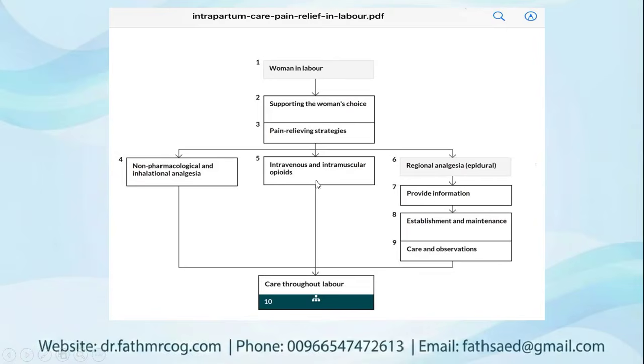And after that, we have intravenous and intramuscular opioids. Some patients will tell you, doctor, yes, I want an injection, I do not want an epidural, or my experience in the previous delivery with epidural was not good. And after that, if the patient chooses regional analgesia, it will be epidural. It will be provided with information, establishment and maintenance, and care and observation of the patient.